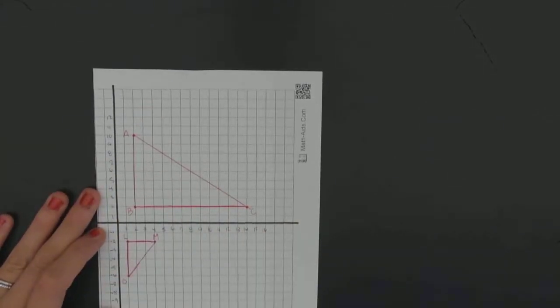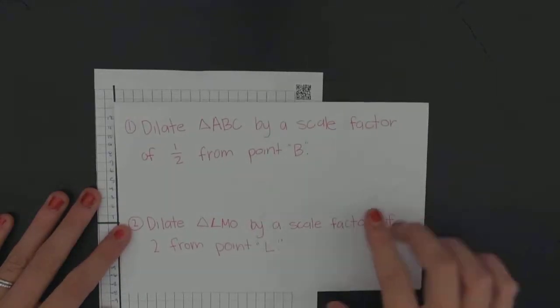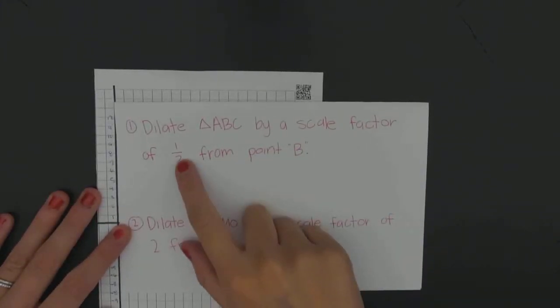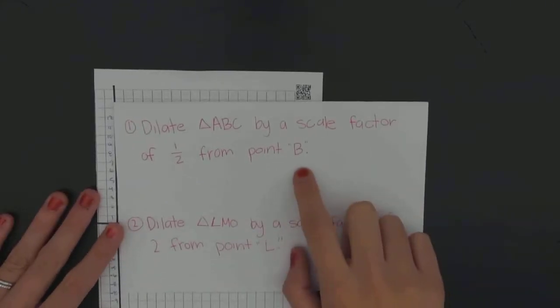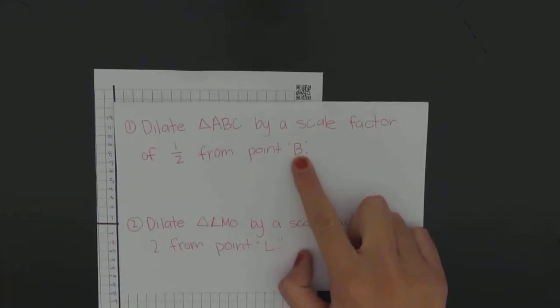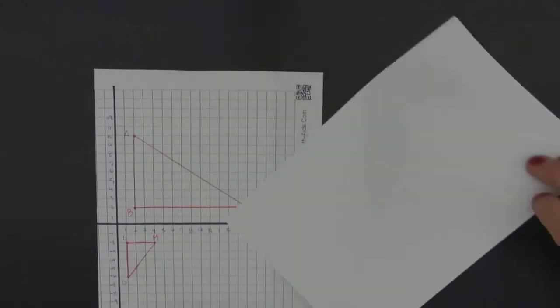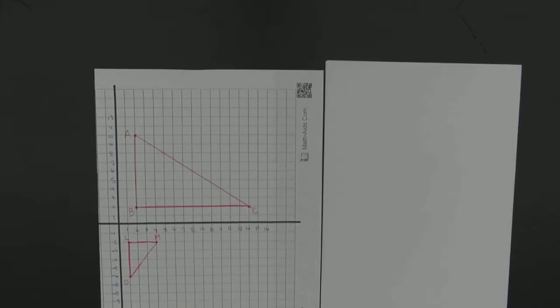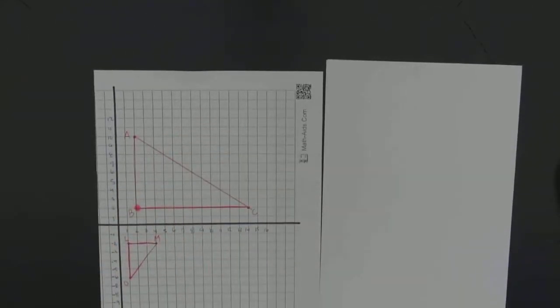And the question it gives us says, dilate triangle ABC by a scale factor of 1/2 from point B. Okay, so what is our center of dilation? Point B, right? From point B, and our scale factor is 1/2. Okay, so I'm going to put a dot at point B so we remember we're dilating it from here.